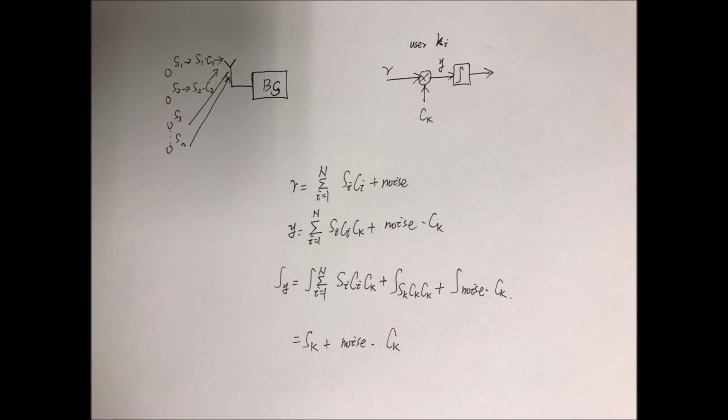So if the base station wants to know what's going on for user number 1, what can it do? We are going to try to demodulate that user's signal. Just pick one. Which user? Okay, let's try user K, for example.